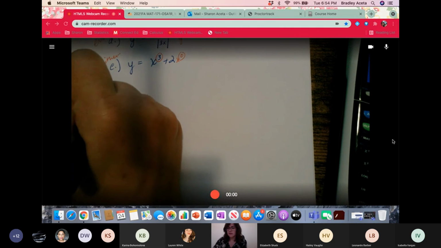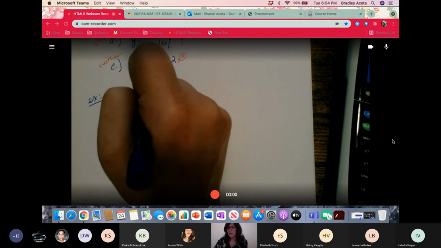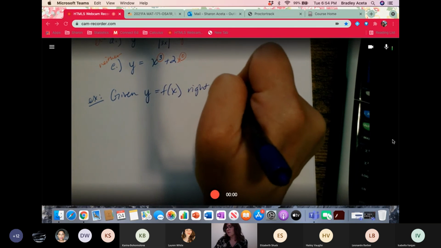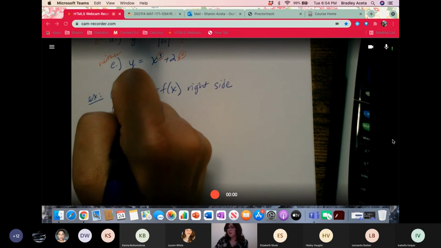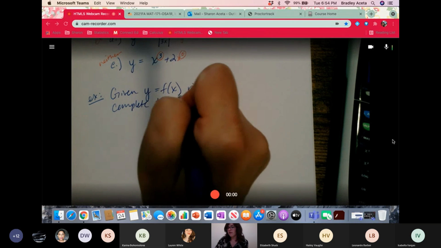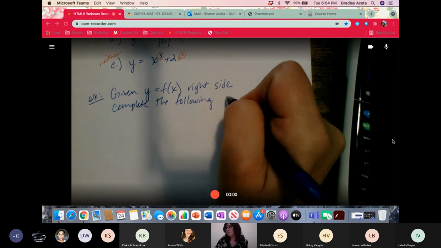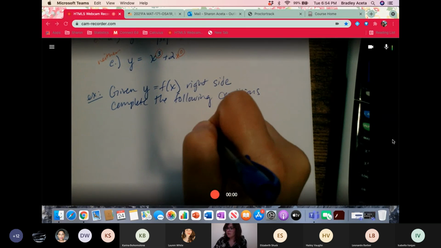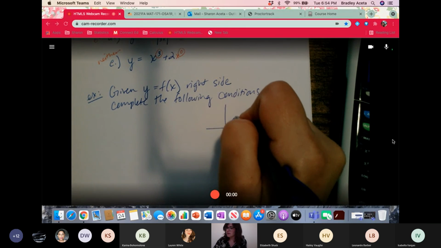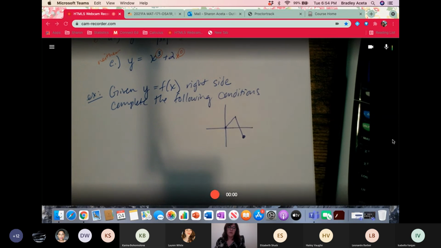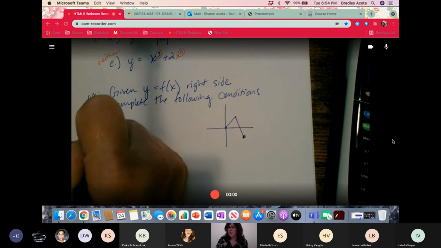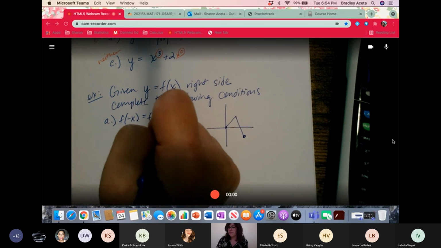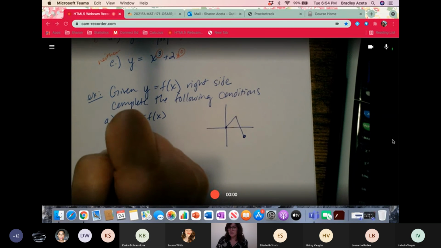This one, they're going to give you y equals f of x on the right side, and you have to complete the following conditions. I wanted to show you this because I saw this on the homework tonight. They're going to give you a picture like this on the right side, and then they're going to give you 2 conditions. They're going to give you this guy and this guy.